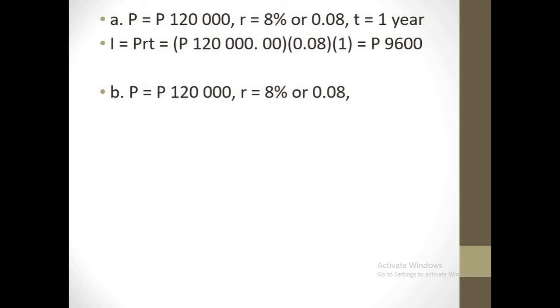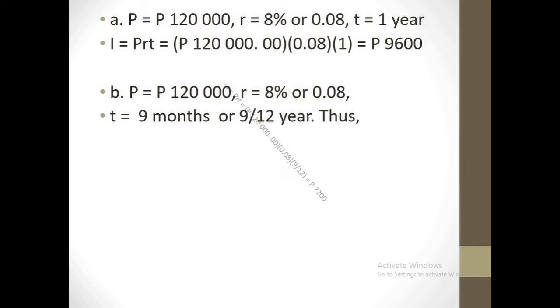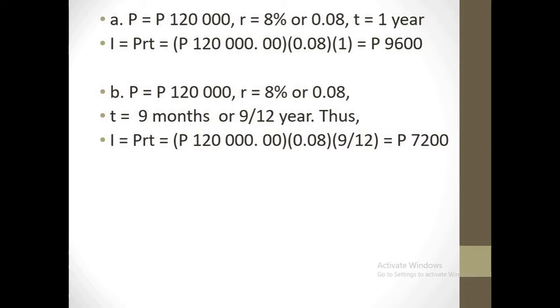For letter B, the principal is 120,000 pesos, the rate is 8% or 0.08, the time or T is 9 months or 9/12 year. Thus, I or the interest is PRT or principal times rate times time, which is equal to 120,000 pesos multiplied by 0.08 multiplied by 9/12, which is equal to 7,200 pesos.